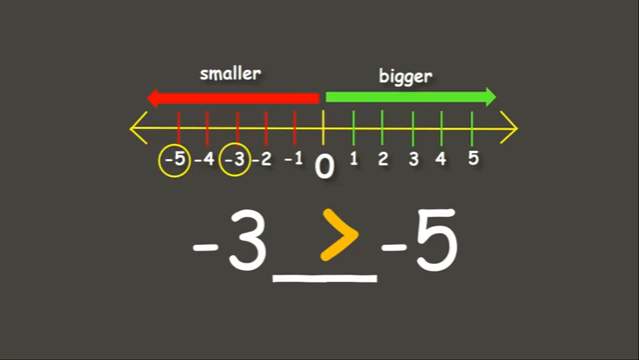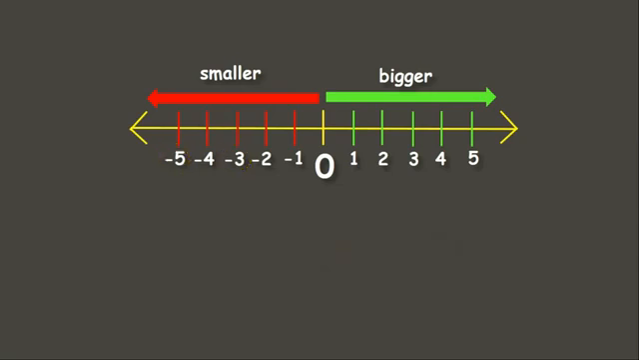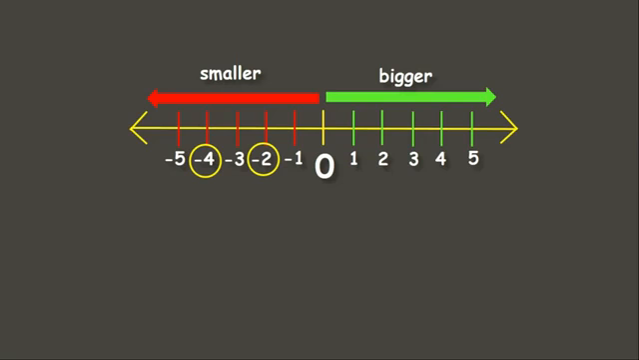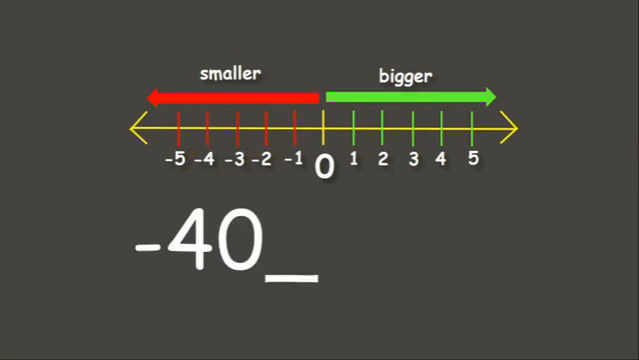Let's have another example. Let us compare negative 4 and negative 2. Since 4 is bigger than 2, it means that negative 4 is less than negative 2. Great job! How about this one? Negative 40 is less than negative 21. Wonderful!